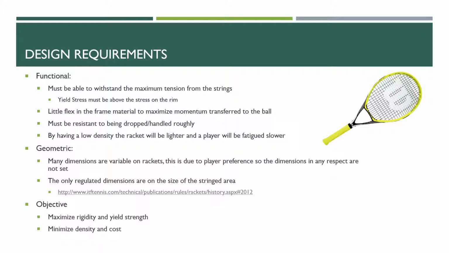Geometrically, the rackets aren't actually constrained very much. The majority of the constraints are made on the stringed area in the middle of the racket. The rest of the dimensions are highly up to player choice and have generally been influenced by player preference. If you want more information on that, you could follow the link to the International Tennis Federation. So our objective here is going to be to maximize the rigidity and yield stress of the material and to minimize the density and cost.